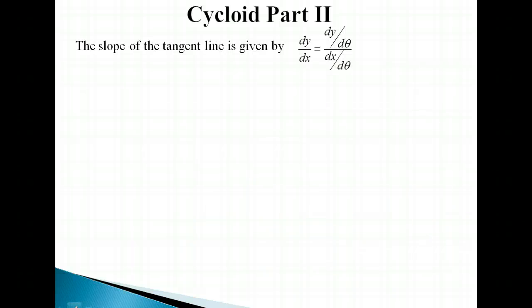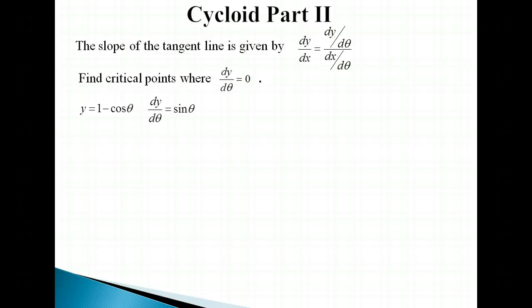All right, we can find the slope of the tangent line by finding dy/dx, but because we're working with parametric equations, we're going to find the derivative of y in terms of theta and the derivative of x in terms of theta. And then we're going to set each one of those derivatives equal to 0 to look for our critical points. So for our y value, we have 1 minus cosine theta, and the derivative of that is sine theta. We're going to set sine theta equal to 0, and that's going to give us theta values of 0, pi, 2 pi, 3 pi, 4 pi, and so on.